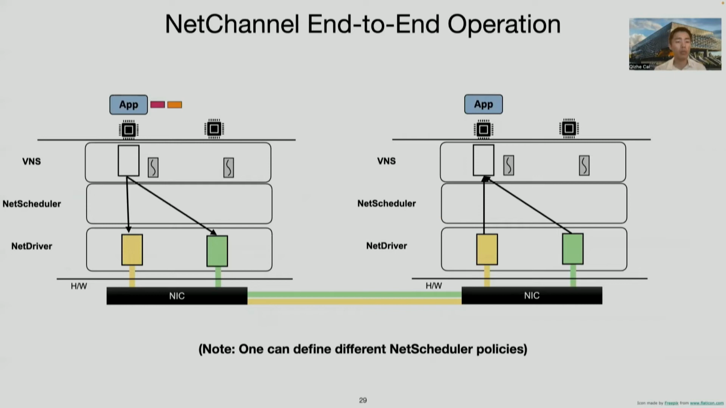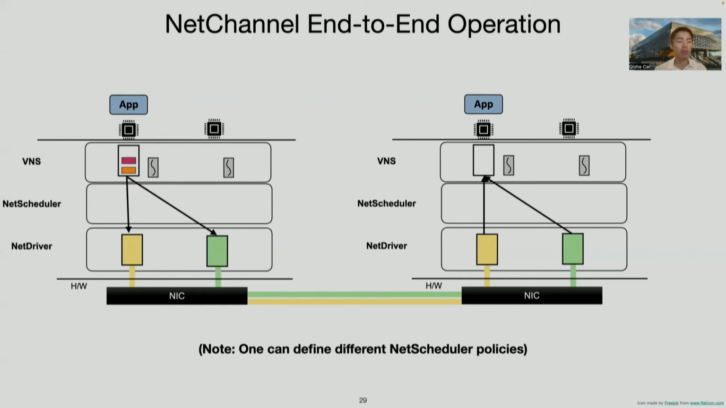Let's now look at a simple example of NetChannel's end-to-end operations. Say the application uses a socket interface and wants to send 2 packets worth of data. Currently, there are 2 channels between the pair of endhosts. The first step is interface level processing. Here, that entails copying data from the application buffer to the virtual socket buffer. This data copy can be parallelized across multiple cores at the VNS layer.